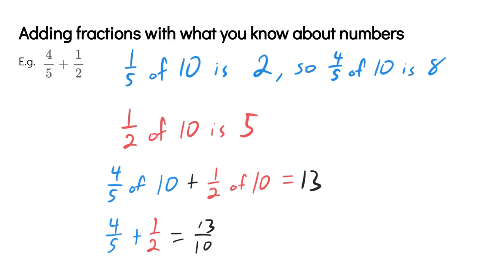And of course, normally we don't like to leave it as an improper fraction. We'd like to change that to 1 3/10 because 10/10 is a 1. So if we take 10 away from those 13, then we're left with 3/10.